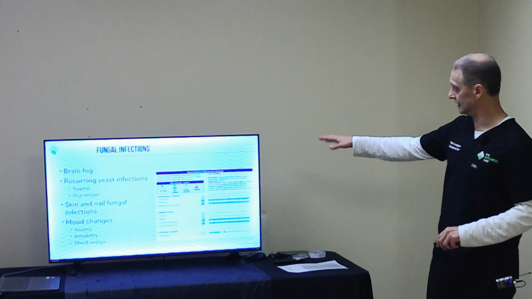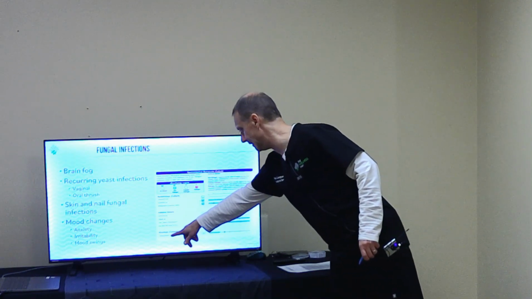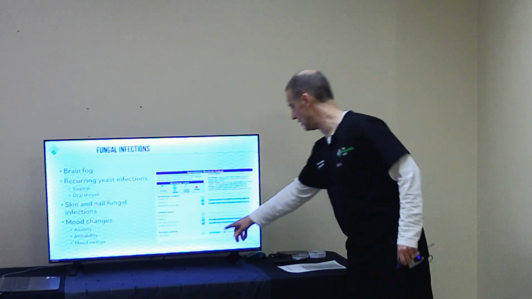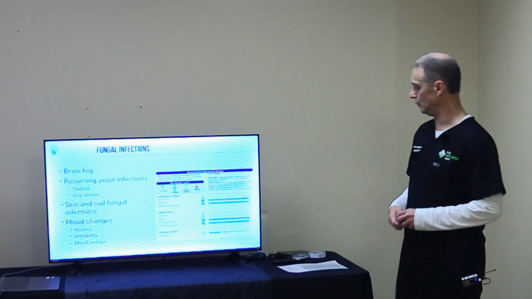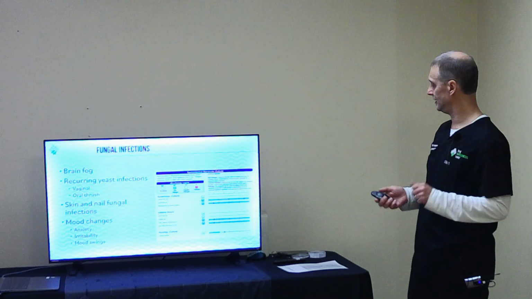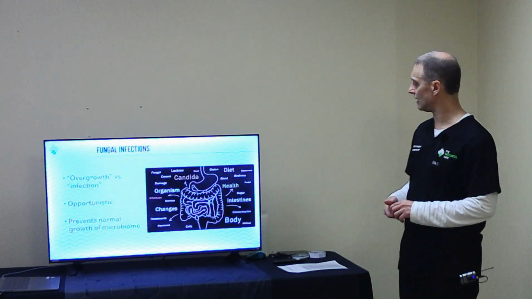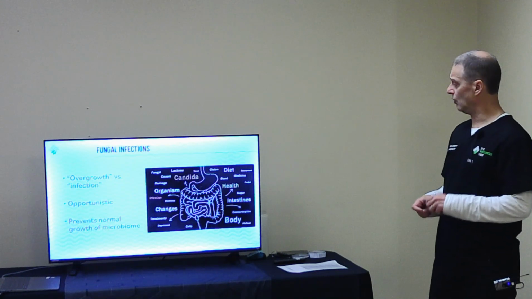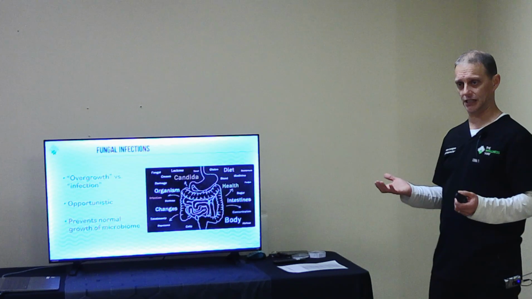So on this culture test, again, we'll see down here Candida albicans. So potentially pathogenic at a +2. So we never want to see that in the gut. Now what we want to differentiate is an overgrowth versus an infection.